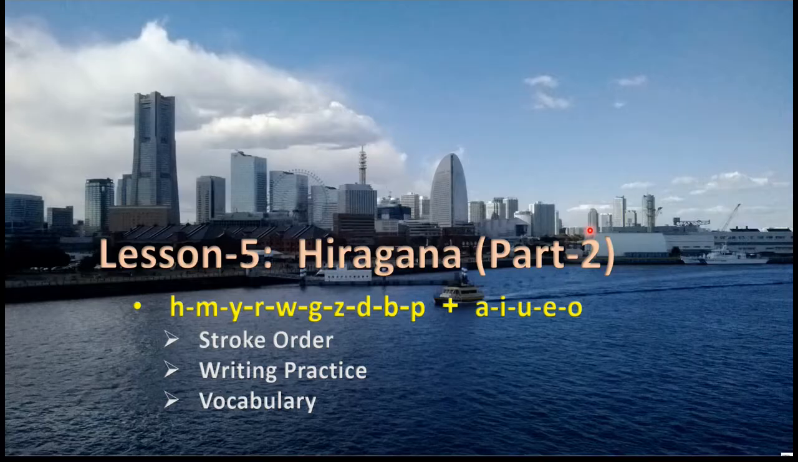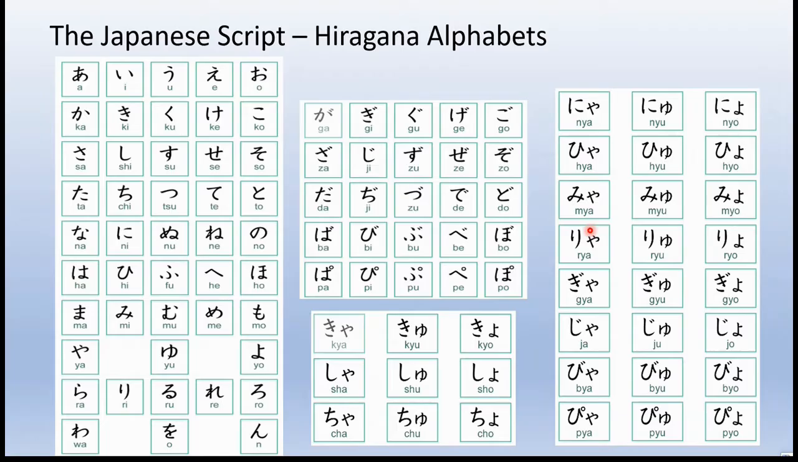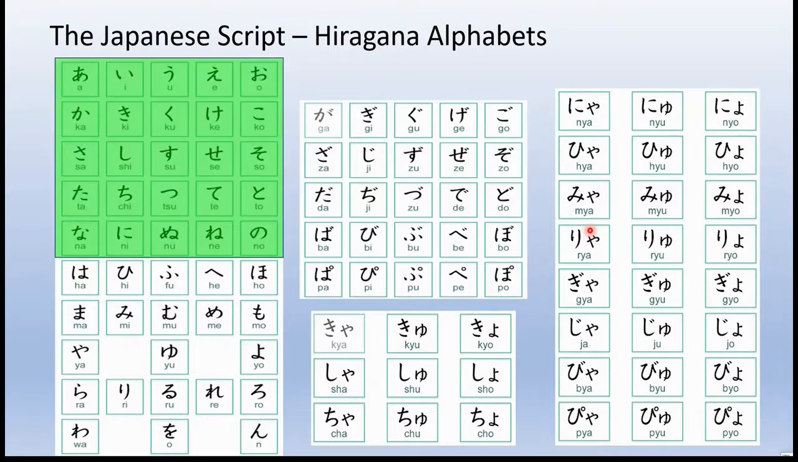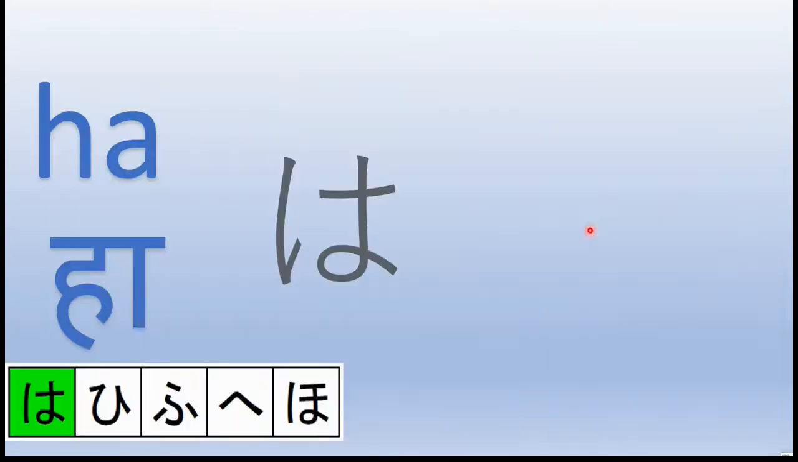In lesson 4, we had started learning the Japanese alphabets written in Hiragana script. Hope you have watched that video. If not, then I would recommend you go through it before continuing with this lesson 5. In today's lesson, we shall continue with the Hiragana alphabets. So this is our familiar chart of Hiragana, and we did the first 5 lines in the last lesson. So let's move ahead.